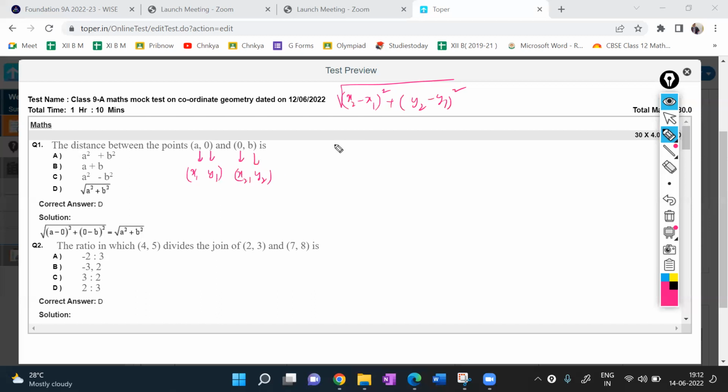Just substitute all these points here. What are you going to get? So 0 minus a whole square plus b minus 0 whole square, which means you will be getting square root of a square plus b square. Option D is correct. Very simple question. Let me clear the screen. Shall I clear? Yes, sir.